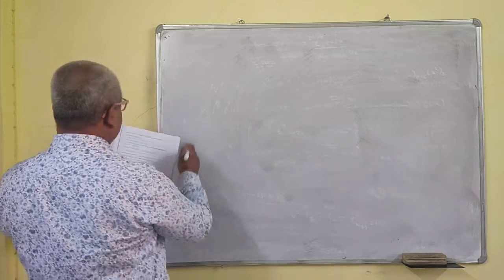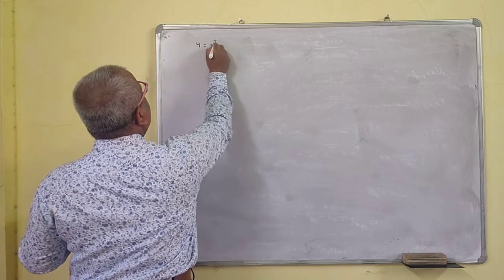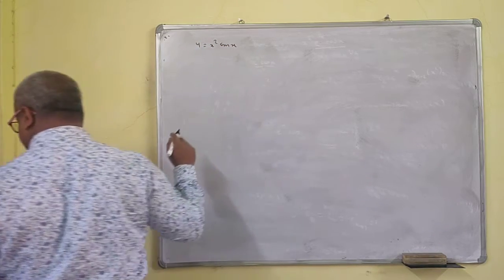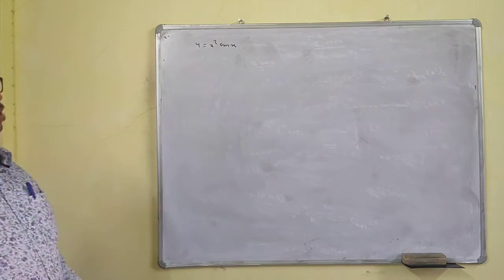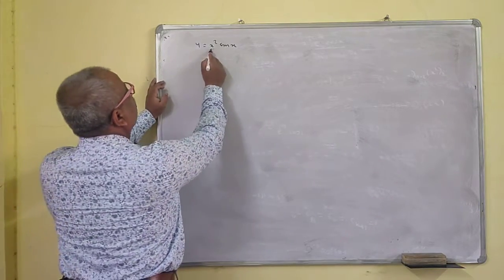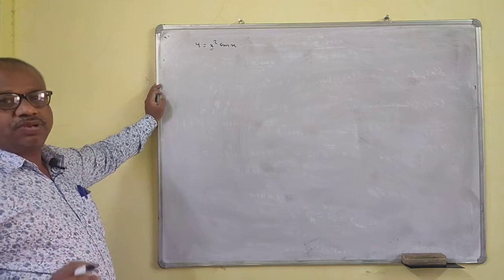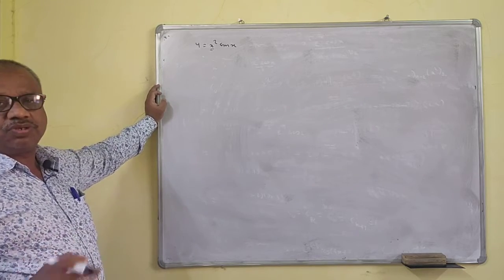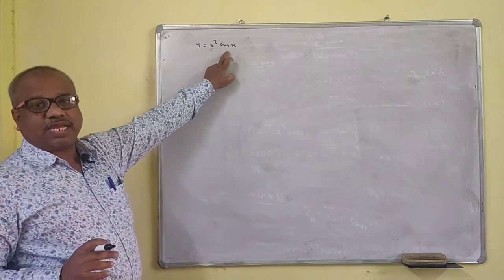Okay, suppose we have y is equal to x square sin x. We'll take the simple problems. Now the derivative of x square vanishes. The third derivative of x square is 0. We'll take this as v and we'll take this as u now.